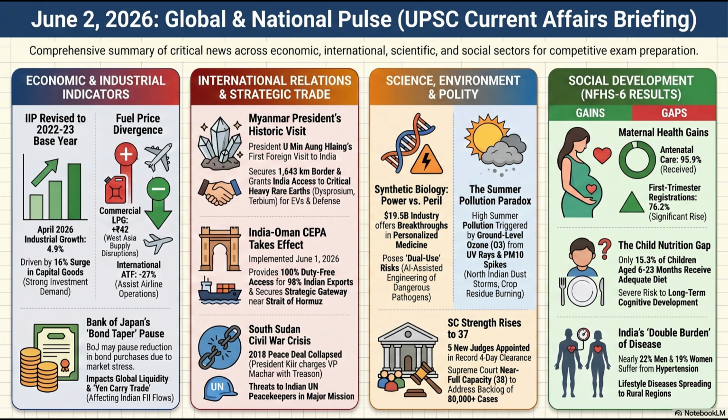Photochemical. In winter, the primary threat is fine particulate matter, PM2.5, which gets trapped by cold air. But the primary culprit in summer is ground-level ozone, or O3. Now, we have to differentiate.